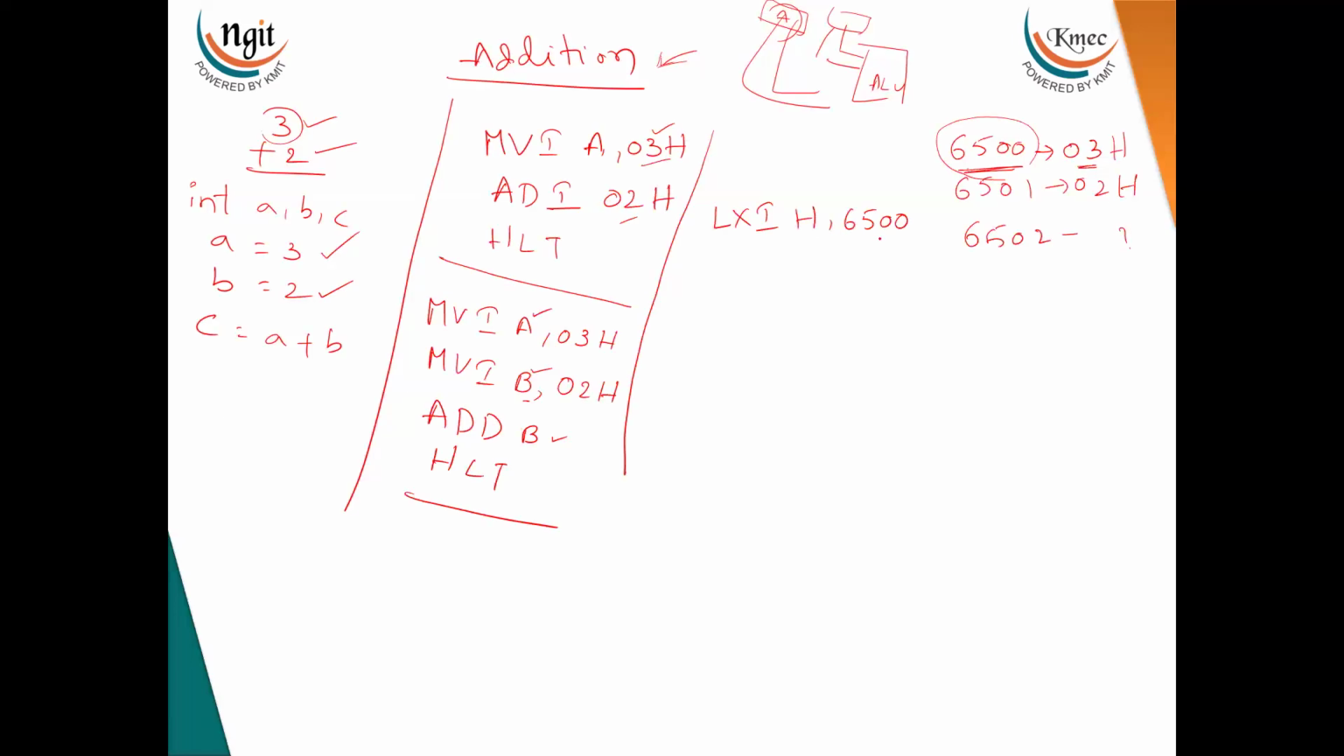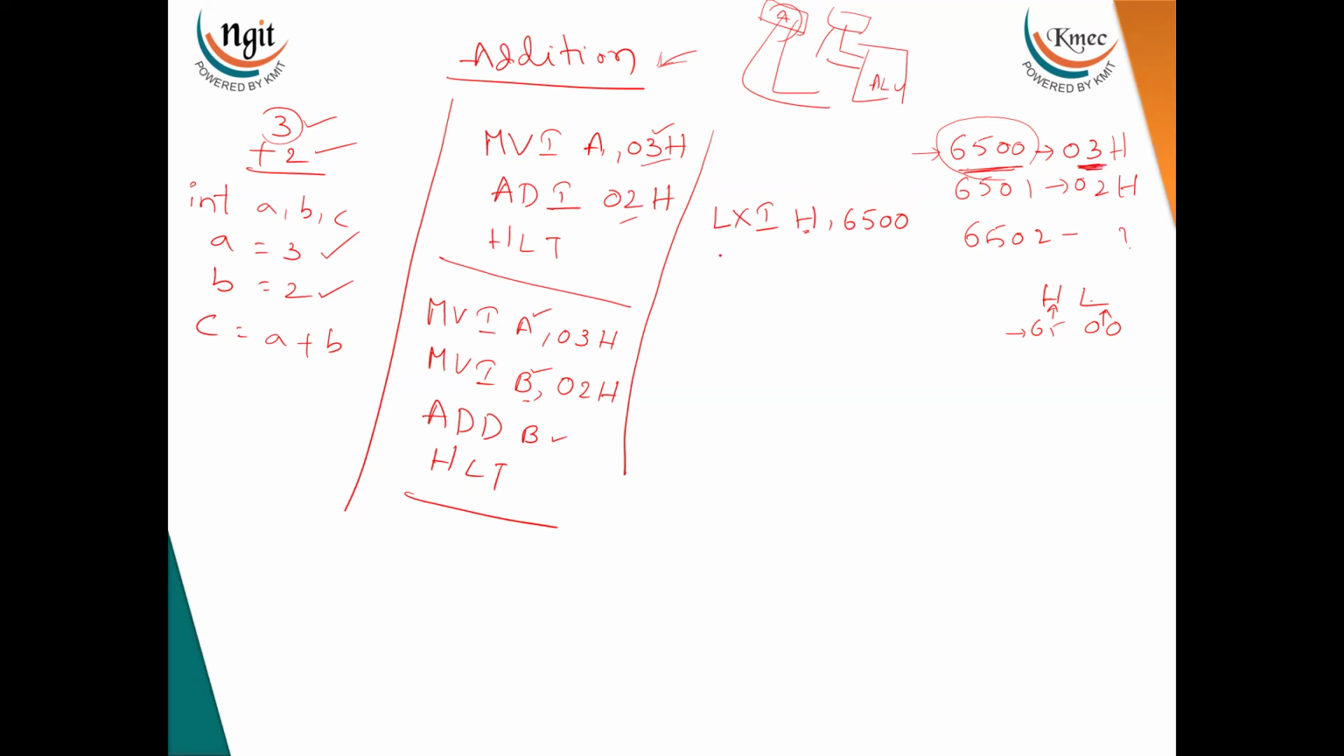Here, in the HL pair, we are moving 00 into L and 65 into H. Now the HL pair will point to 6500. That is the meaning of the instruction LXI H, 6500. Now this location is pointed to by HL. Now the first location's data needs to be moved into the accumulator, since any one of the data should be moved into the accumulator, right?